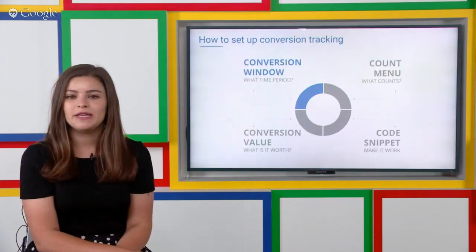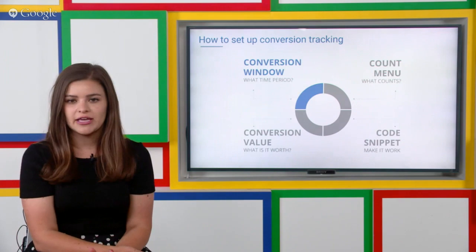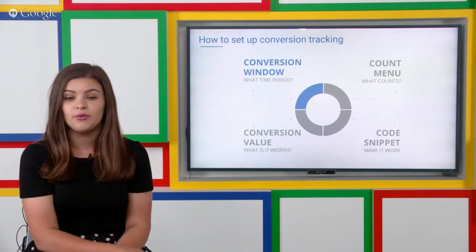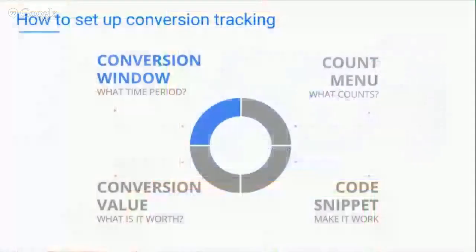So next, we're going to jump into how to actually set up this conversion tracking. So we've covered what conversion tracking is, what are some possible conversions on your website you might want to track. And we've also covered what the value is and what metrics we should be looking at. So next is implementation. There are 4 components when you're setting up your conversion tracking that we want to cover here. The first is the conversion window.